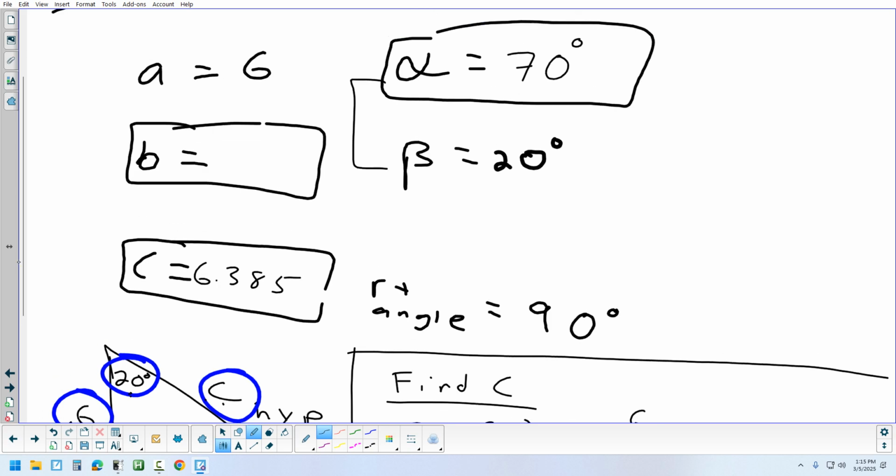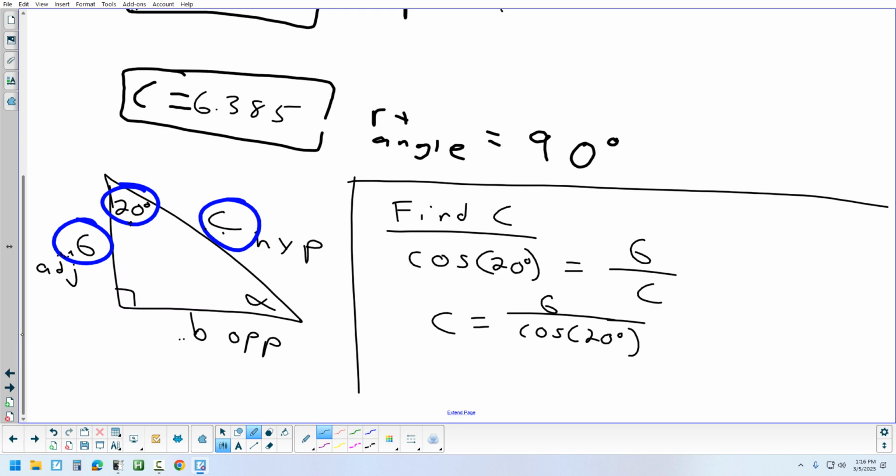Okay, that looks good because that's supposed to be the biggest side. And it is a little bit bigger than the side we had, so that's good. If it came out smaller than 6, something's wrong. Now B, well, beta is the smallest angle, so B should be the smallest side. Okay, now let's find B.